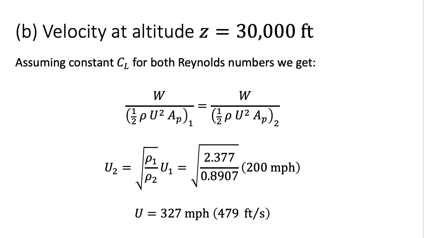For part B, we want to solve for the velocity at a cruising altitude of 30,000 feet. As a first approximation, we will assume that the wing flaps are in the same position and the lift coefficient is constant with Reynolds number. Based on this, the velocity will scale as the square root of the ratio of the density at each elevation. Since the density decreases as we go upwards through the atmosphere, which can be thought of as a sea of air, the cruising velocity increases significantly to 327 miles per hour.